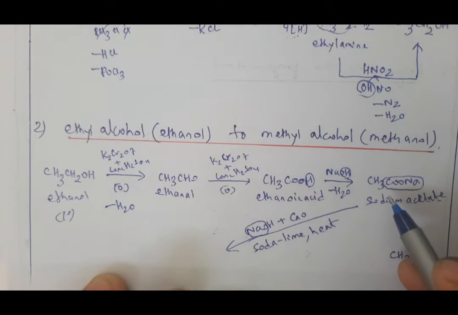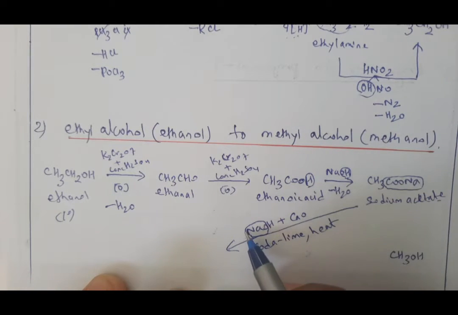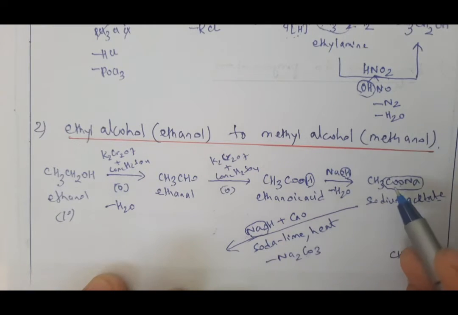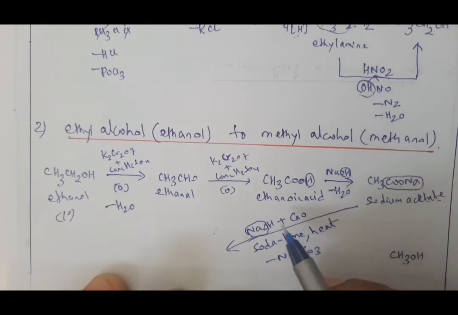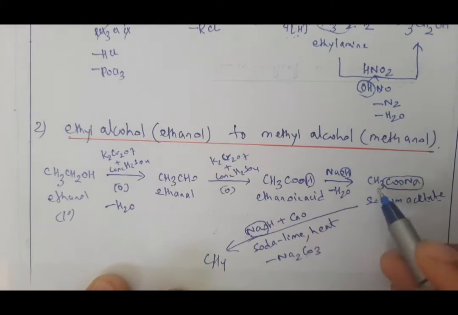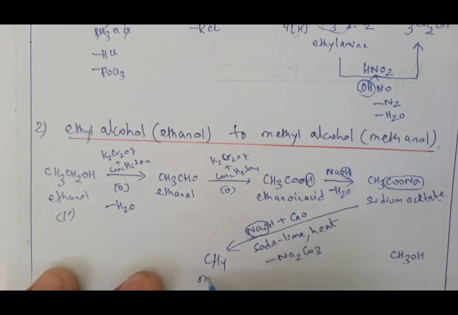As a result, what will happen? See here. Na2CO3 will come out. That means sodium carbonate will come out. Now here is what is left. CH3 is left here. And here what is left? H. So this CH3 and H combine to form CH4, which is your methane.